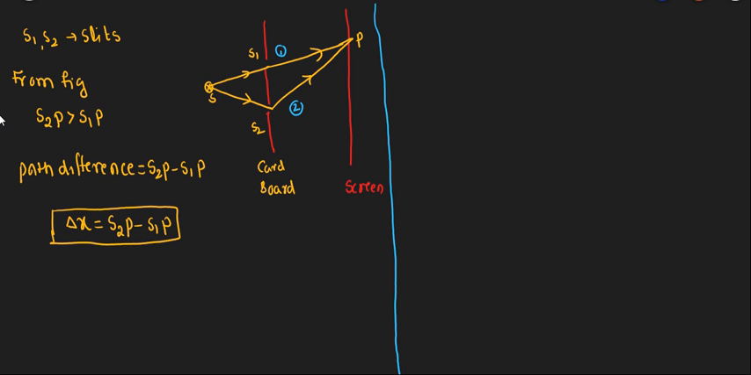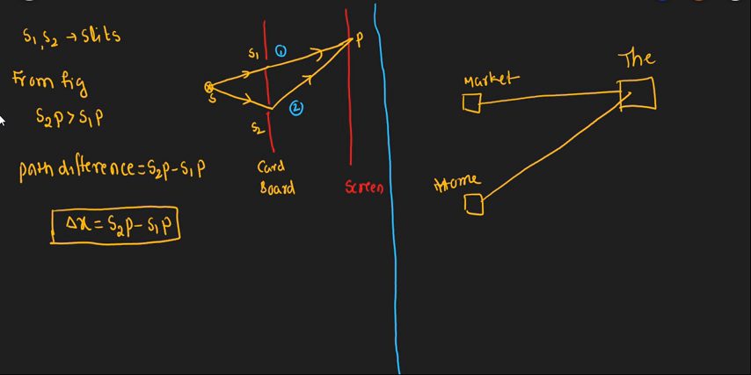For example, we take two persons. One person started from the market, and the other person started from home. The two persons are reaching the theater. The first person travels x1 distance to reach the theater, and the second person travels x2 distance to reach the theater. Then the difference in distance traveled by the two persons is x2 minus x1.